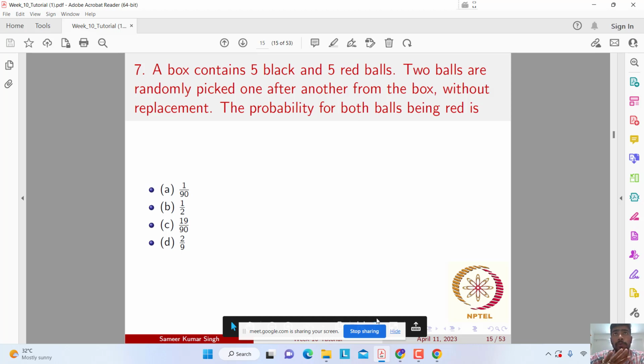Okay, again I am giving a hint to all. Suppose first of all we are picking the first ball. That is red. Then what would be the probability? 5 by 10. It is clear. And next we are picking another red ball. Then how many balls remain in the box? Now it is 9. And total red balls is 4, so what will be the probability? 4 by 9. So what is the question? The probability for both balls being red. So just multiply both probabilities.